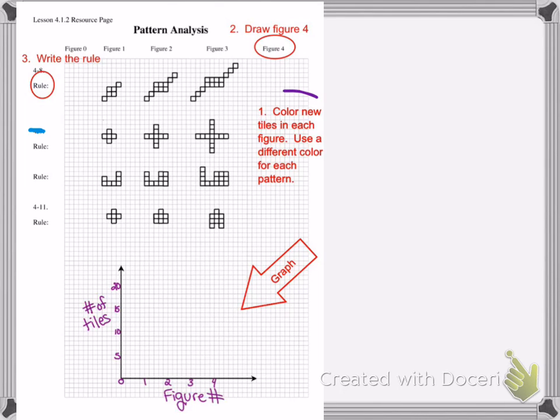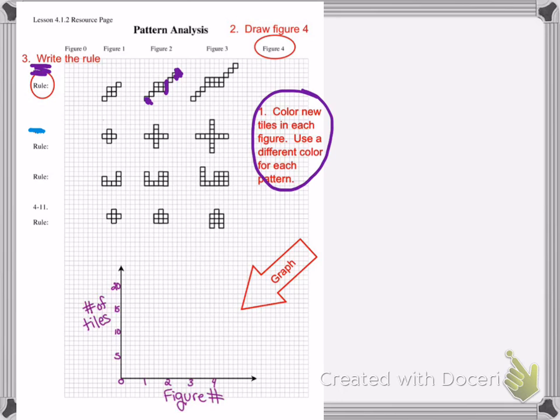The first thing that I want you to do is color the new tiles in each figure. Use a different color for each pattern. Let me show you exactly what I mean. Let's take a look at this first tile pattern together. I'm going to use the color purple, all right? With that, I'm going to look at figure 1 and compare that to figure 2. What changed? What tiles got added? If you notice, it's going to be this one right here, and then also these 2 inside that rectangle.